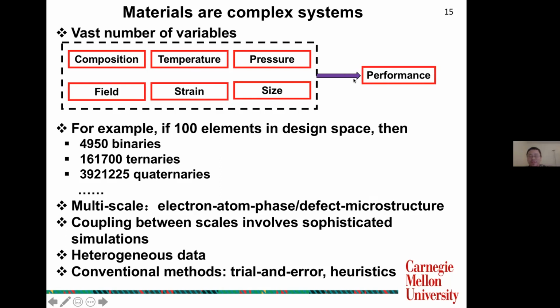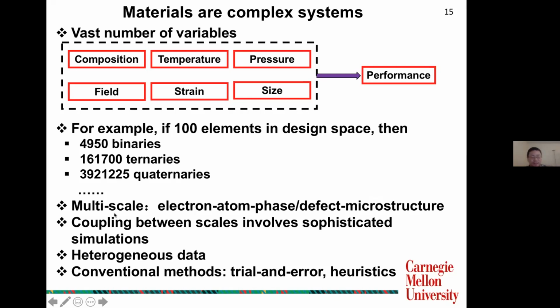And actually, this is a simple arrow here, but it actually has a lot of intermediate steps. For example, if we have 100 elements in the design space, then you have so many different systems. If you go to 4-element quaternary systems, then you have more than 3 million different combinations, and this does not count varying the ratio of different elements in your system. If you account for that, then you have many more.